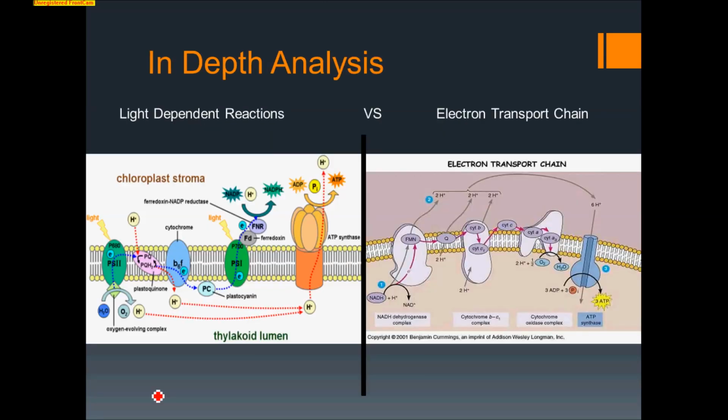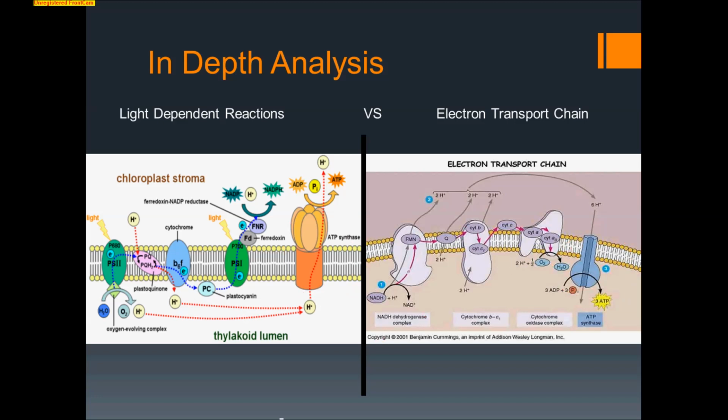Now it's time for a more in-depth analysis. Contrary to first glance, the light-dependent reactions of photosynthesis and the electron transport chain of cellular respiration are actually quite similar. To begin, they both have an ATP synthase located on the right of each of the diagrams displayed on the screen. In the light-dependent reaction, we can see that the ATP synthase is right here, and in the electron transport chain, we can see that it is right here. They're both relatively in the same spot.